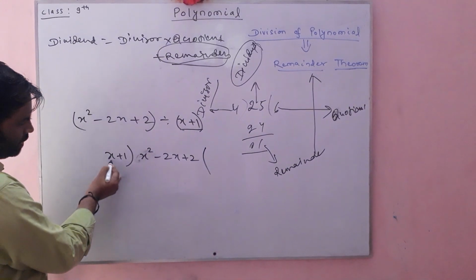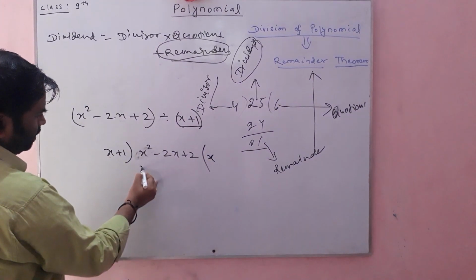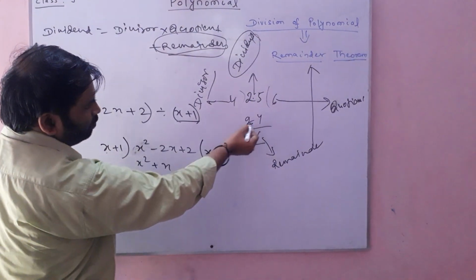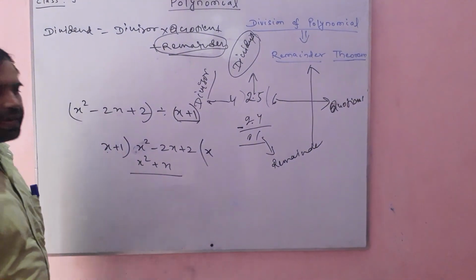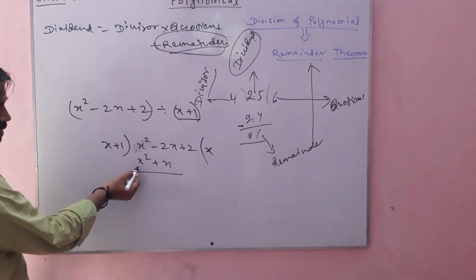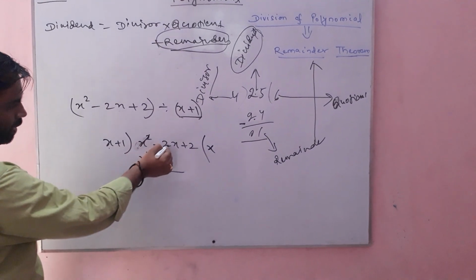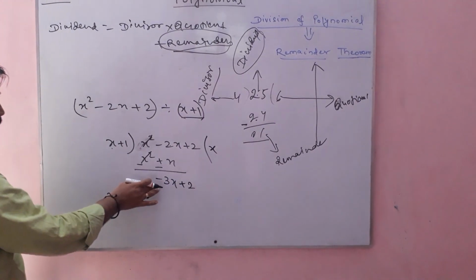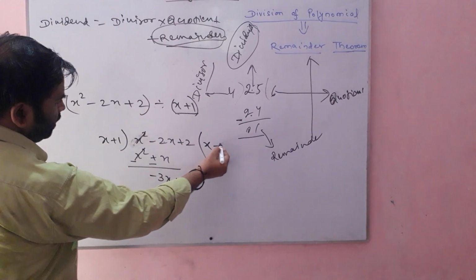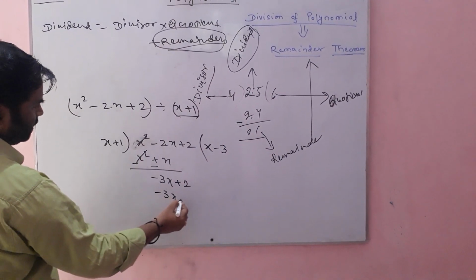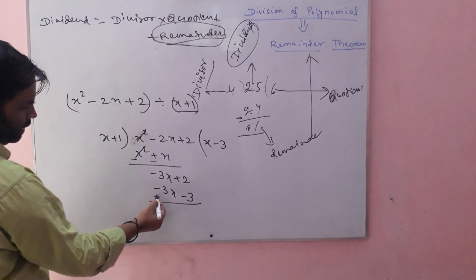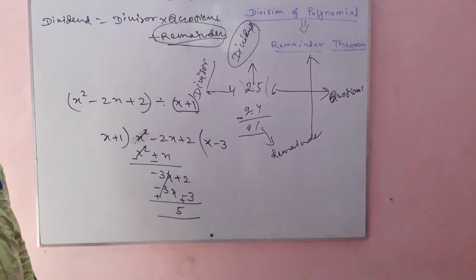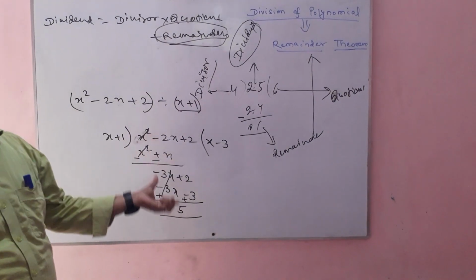First, this is x and this is x square, so x plus 1 times x. Like in 25, 24, this is the operation, we did subtraction. So here also we will do subtraction, meaning minus minus, so that would be cancelled. Minus 2x minus x is minus 3x, and plus 2. Again this is minus 3x, this is x, so what will we write here? Minus 3. So this is minus 3x minus 3. Again the sign would be changed, plus plus, so that would cancel, and what is our remainder? 5. Now you got it, how we do this division.